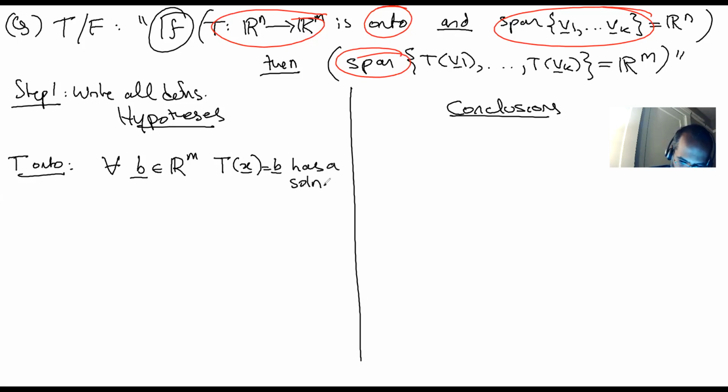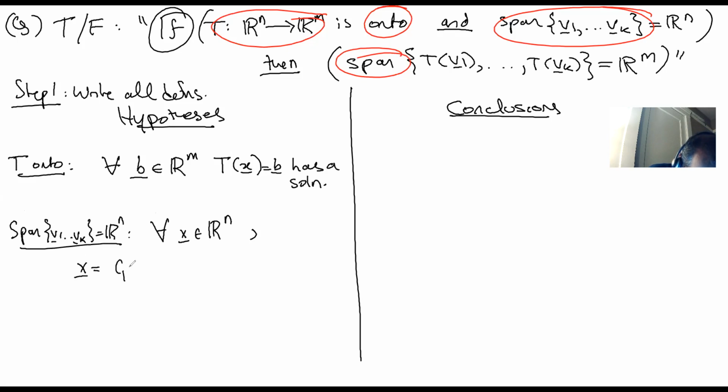Okay. What does it mean for the span to be R^n? Well, just unpack the definition, right? Well, what does it mean? It means that for every, let's give it a different name, x in R^n, x can be written as a linear combination of the v_i's. So that means x is equal to c1 v1 plus all the way up to ck vk, for some coefficients c1 through ck.